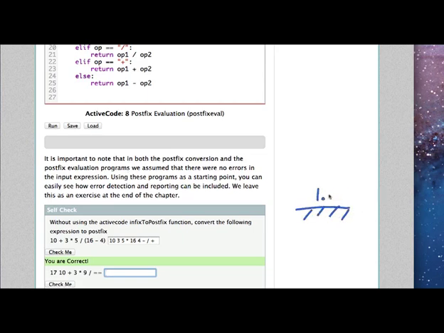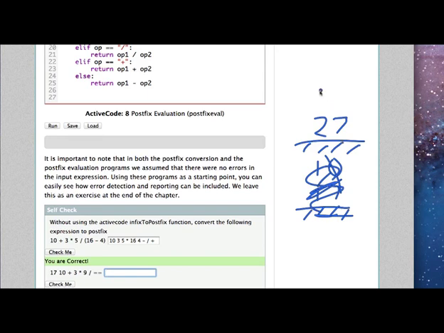So we're going to put 17 on the stack, then we're going to put 10 on the stack, and then we come to our first operator, so we're going to add 10 and 17. So we pop 10 off, we pop 17 off, and that gives us a stack of 27. So we'll just cross that out, make a new stack, now we have 27.